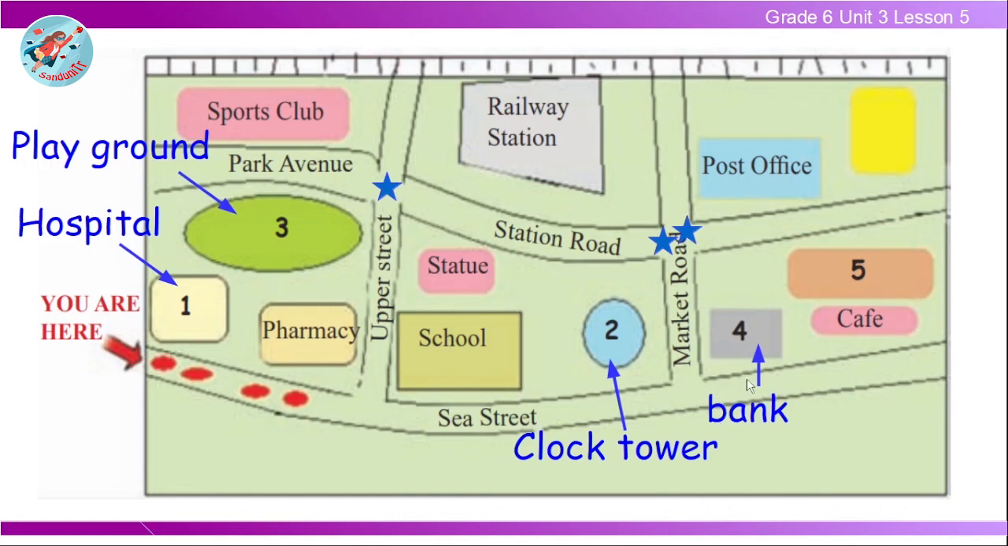Pass the bank. You will see a cafe. Behind the cafe is the market. It is building number 5. So we can mark the market. This is the last mark we can get. You can buy fresh fruits and vegetables there.